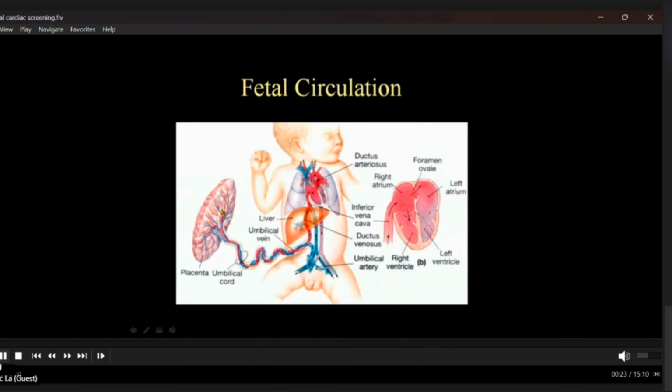The main blood supply for the fetus and the oxygenator is the placenta. The oxygenated blood goes through the umbilical vein, through the ductus venosus, to the right side of the heart. Most of the blood crosses the foramen ovale to the left side, to the left ventricle, and then to the ascending aorta. Part of it goes to the right ventricle and then to the pulmonary artery, and then through the ductus arteriosus to the rest of the body. The deoxygenated blood from the fetus comes through the umbilical artery and then back to the placenta for oxygenation.